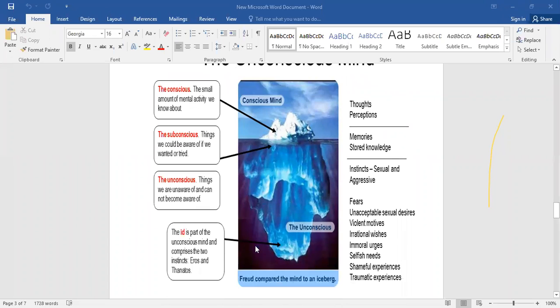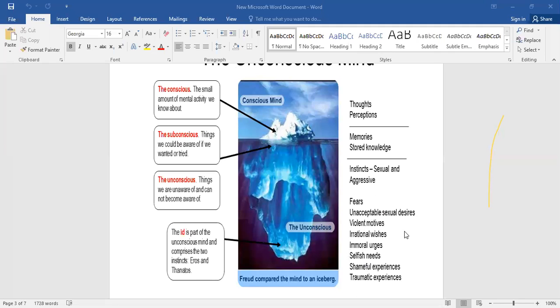And over here you can see the id is part of the unconscious mind and comprises the two instincts. Id is here in the unconscious mind, but here it is divided into two main parts, eros and thanatos. All these points are in the unconscious mind.